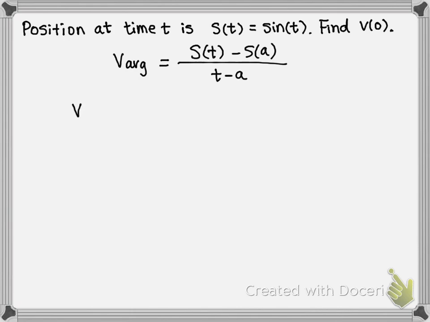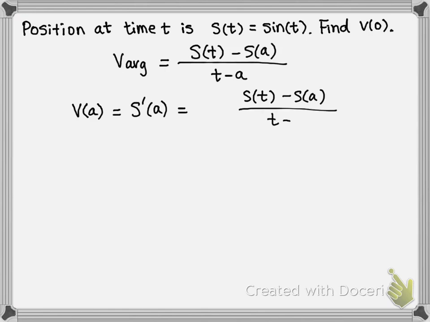So the instantaneous velocity at a point a, and notice the difference: v of average has no reference to a, but velocity at time a has a reference. That equals s prime of a, the derivative. What it really is, you take the average velocity, and because it's instantaneous, the difference of the time is almost the same. So the limit as t approaches a. So that is the definition of velocity.